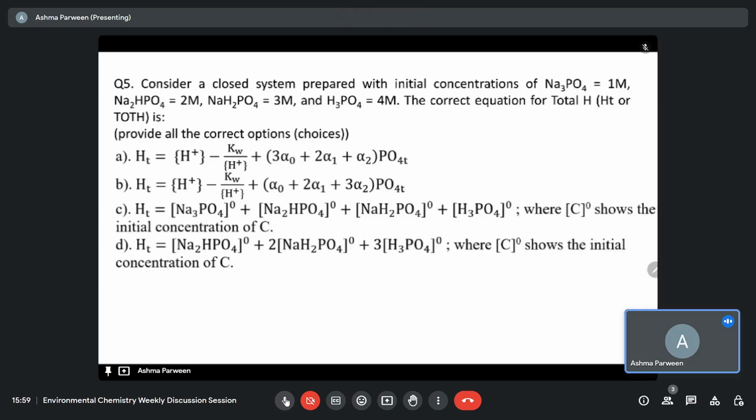So let's follow the steps to solve questions like this. First we find the species in the system, then the components, followed by the formation equations, and then we will make the table, and then we can find the concentration of the different components. Let's see what we have been given. We are adding Na3PO4 at 1 molar.